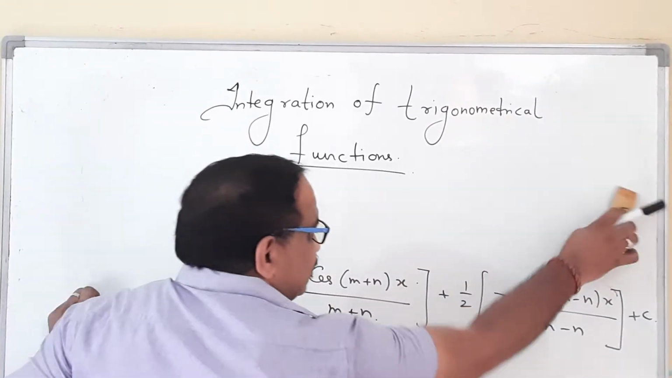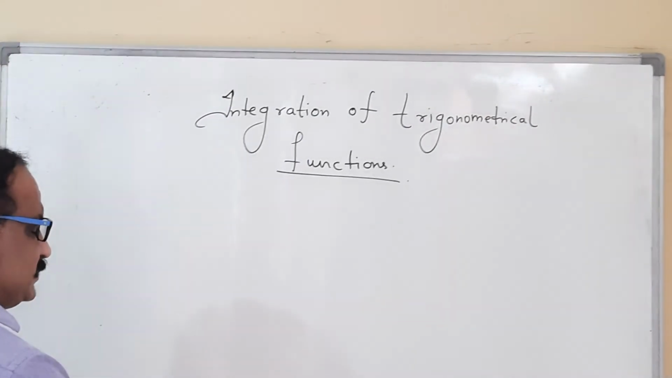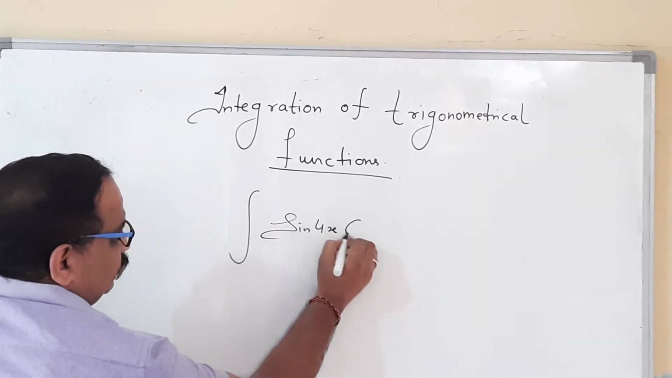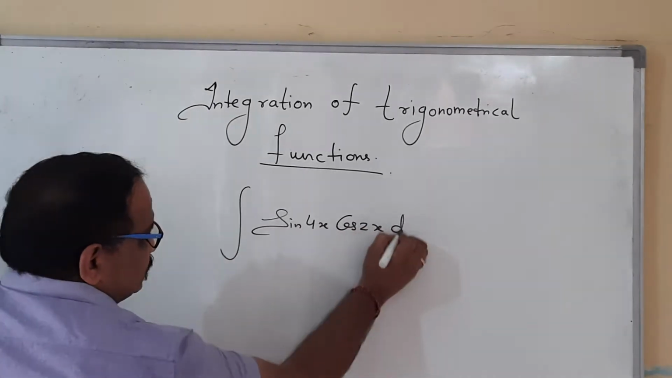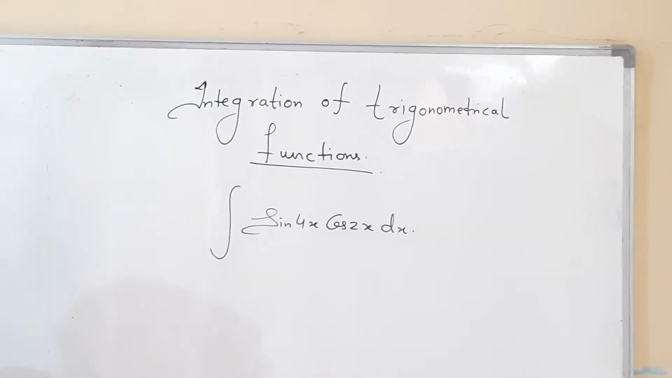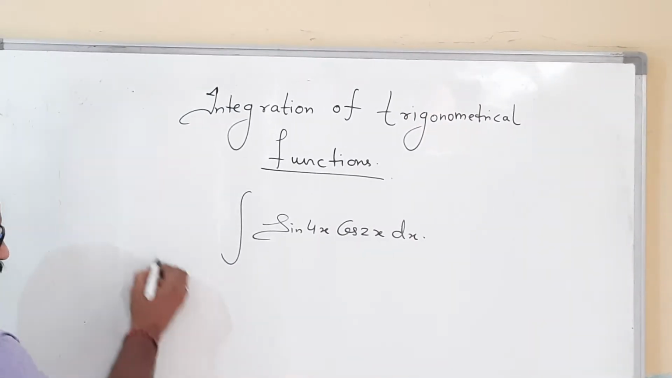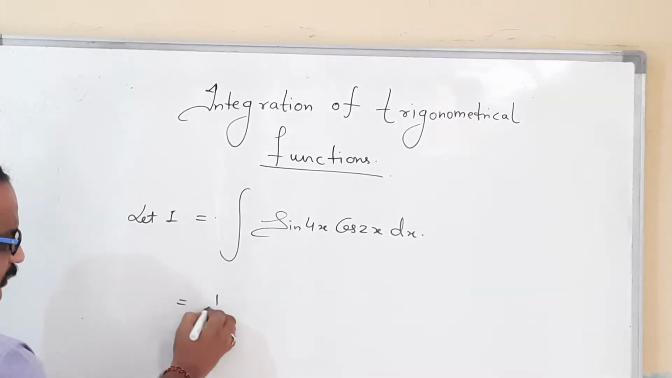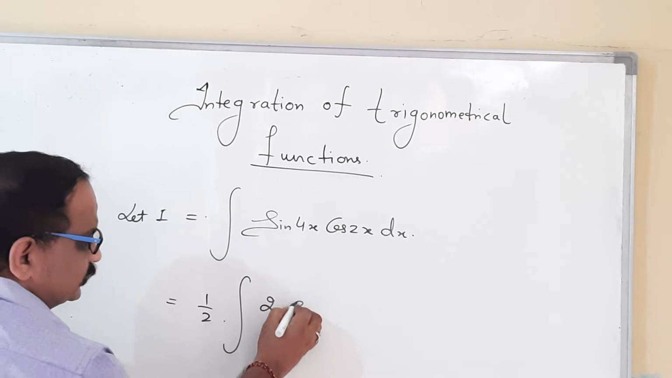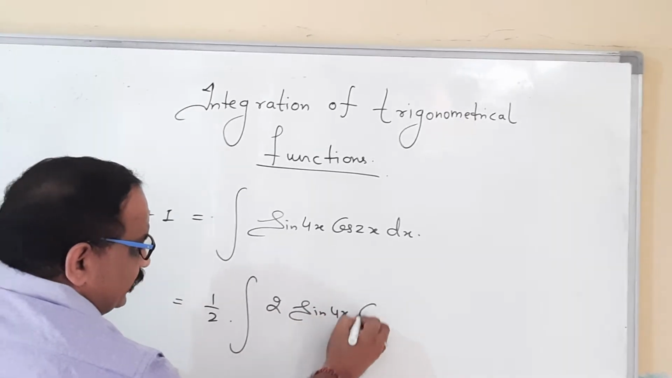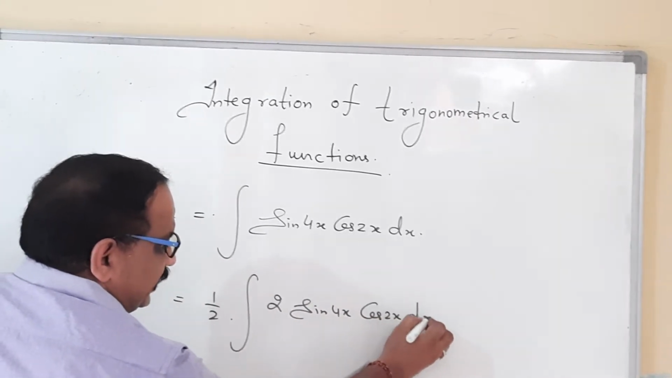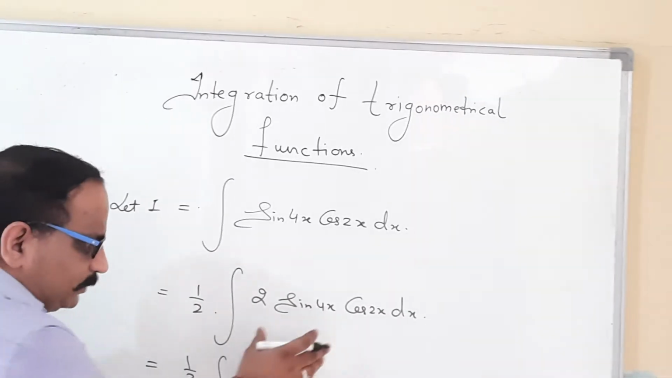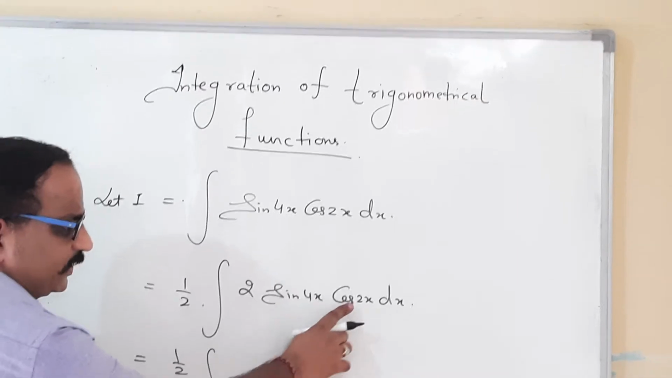See, I have a specific example for that case. Say integration of sine 4x cos 2x dx. That's our job. So what should we do? We have to start. I should divide with 2 and multiply with 2. There is sine 4x, cos of 2x dx. Outside the frame, 1 by 2 is still there. Inside the portion, it is 2 sine 4x cos 2x.